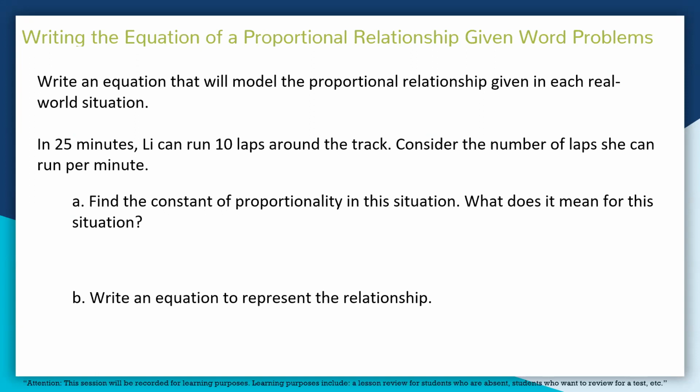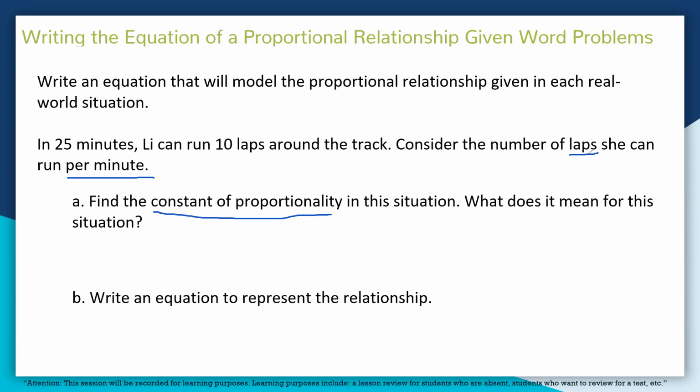So we're given some totals here. In 25 minutes, Lee can run around the track 10 times. And we're wanting to find how many laps she can run per minute. Well, I see that word per there. That means I'm looking for a unit rate. Remember, unit rate is another name for constant of proportionality. So if we can find that unit rate, we'll have the first part for answer A.